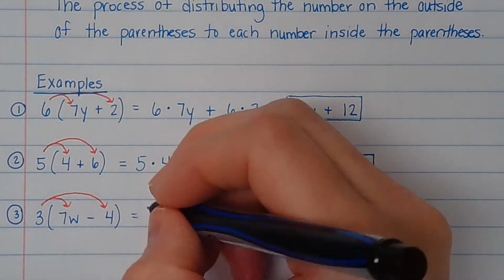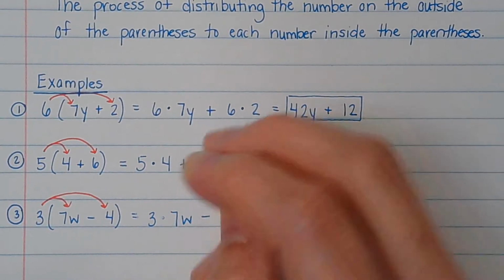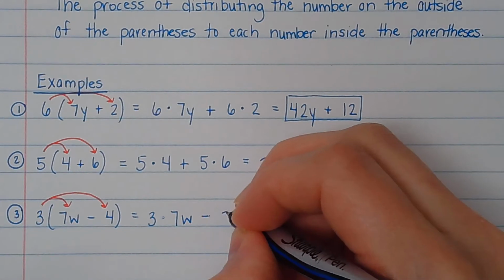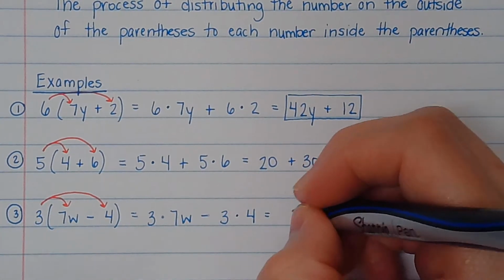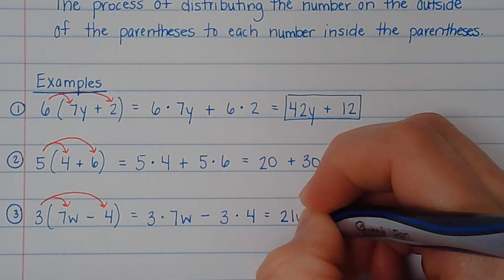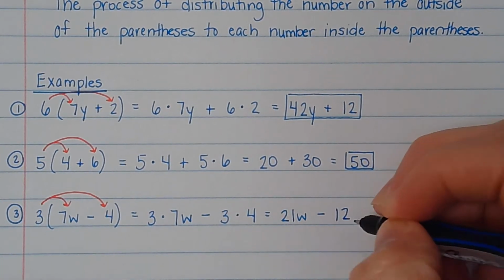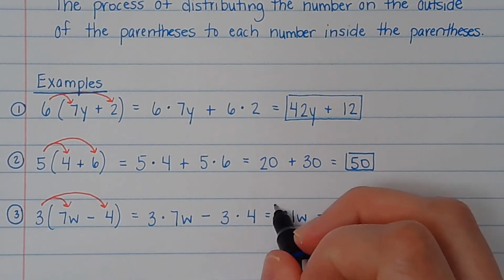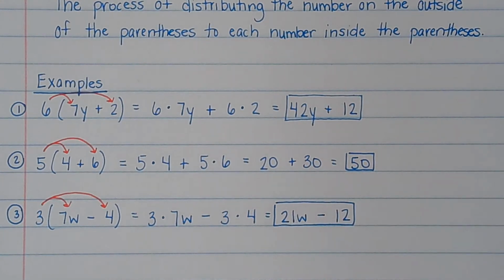So 3 times 7w minus 3 times 4. 3 times 7w is 21w, minus 3 times 4 is 12. And once again, remember, that's your final answer.